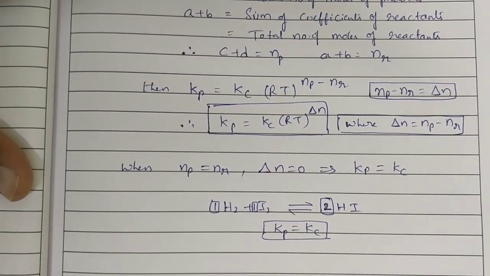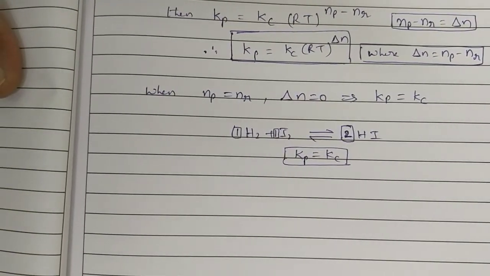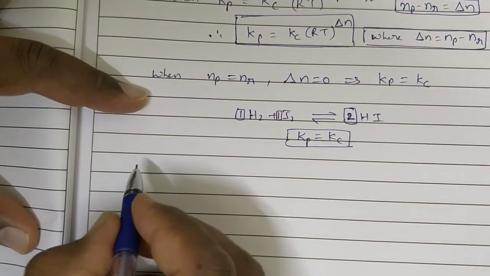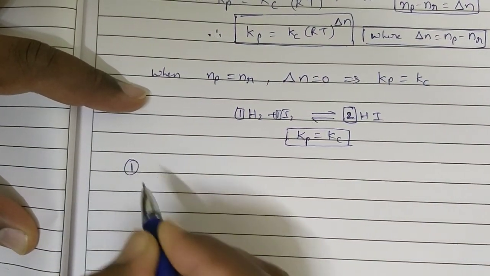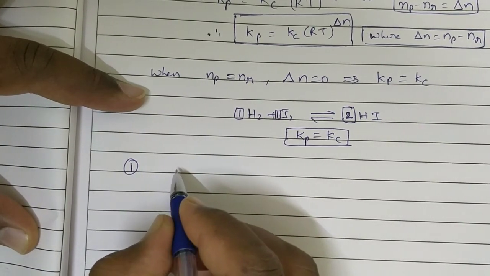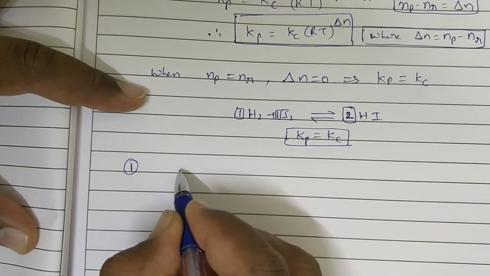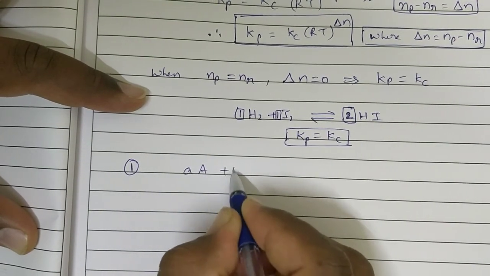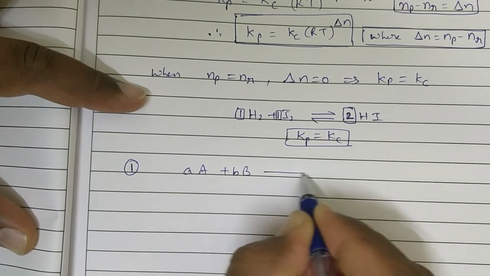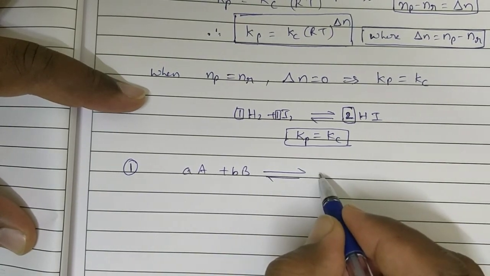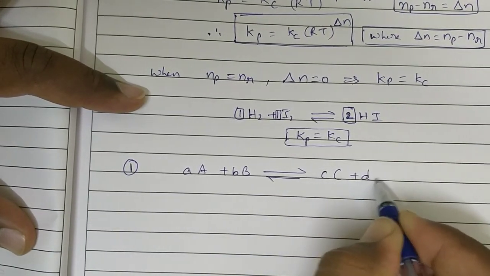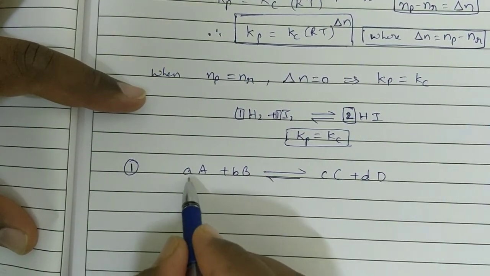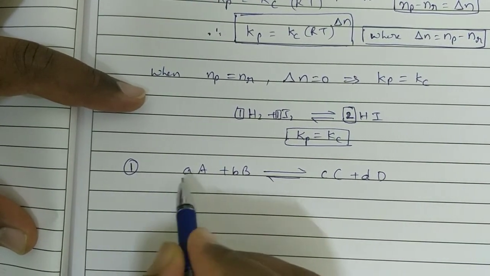Okay ma. Now we will see some applications related to equilibrium constant Kc. See first one. For an equilibrium, small a capital A plus small b capital B is in equilibrium with small c capital C plus small d capital D. This equilibrium is attained by taking reactants initially.